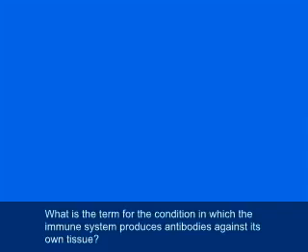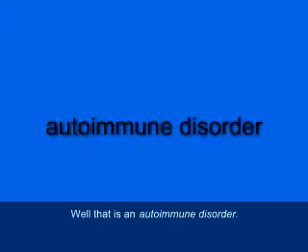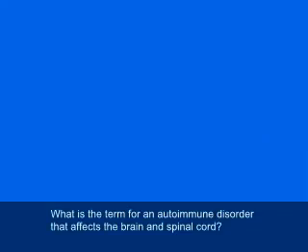What is the term for a condition in which the immune system produces antibodies against its own tissues? Well, that's an autoimmune disorder. What is the term for an autoimmune disorder that affects the brain and spinal cord?